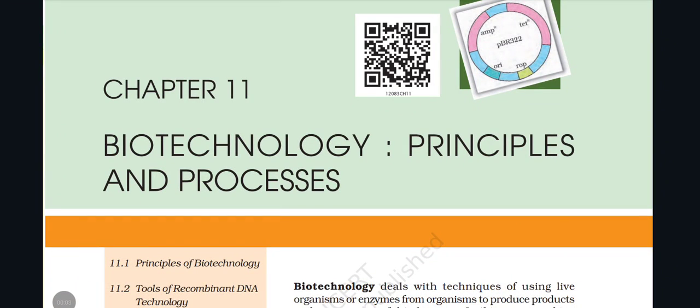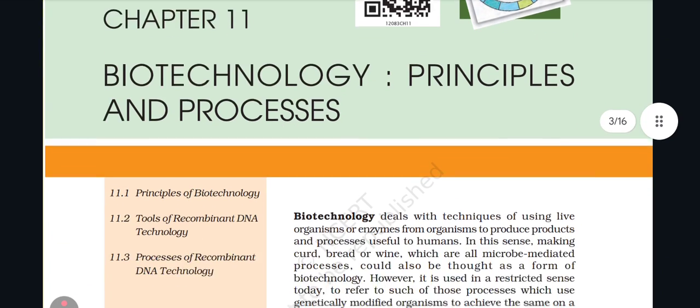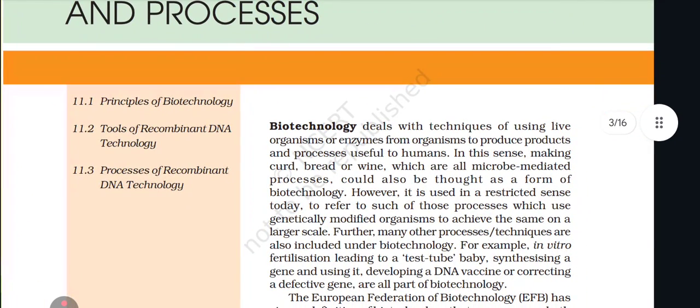So in this video we are going to do NCERT reading of the chapter Biotechnology Principles and Processes. So let's start. Biotechnology deals with the techniques of using live organisms or enzymes from organisms to produce products and processes useful to humans. In this sense, making curd, bread or wine, which are all micro-mediated processes, could also be thought as a form of biotechnology.